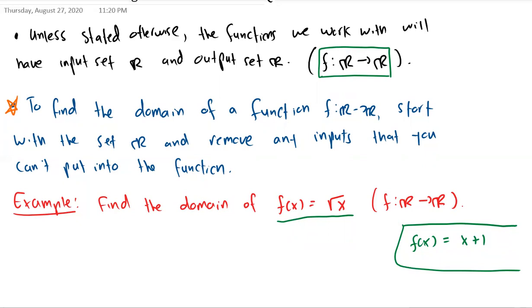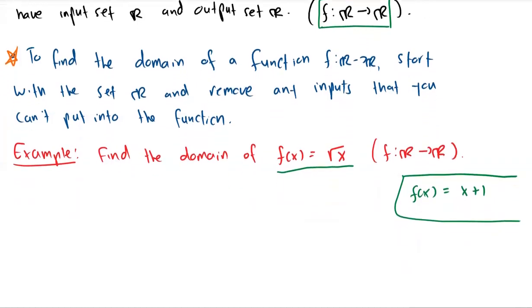And then afterwards, what you're going to do is remove any inputs that you cannot plug into the expression that you're given for your function. Okay. And that's it. So start with the reals, remove any inputs that you cannot plug into the function. Whatever is left over, that is the domain of the function. So it's the same thing as finding the inputs that are mapped to something under the function. It's just a more algorithmic way of thinking about it.